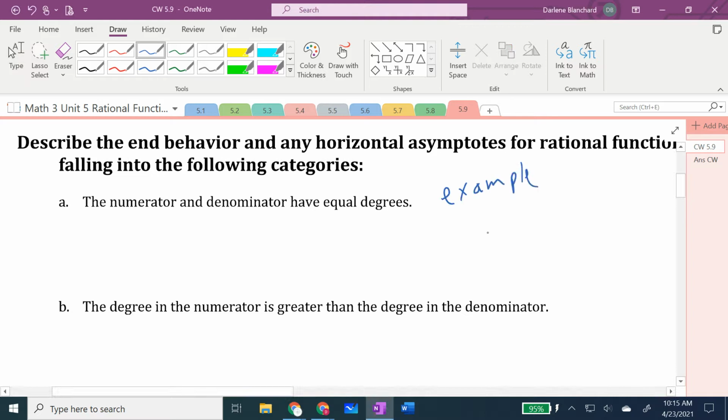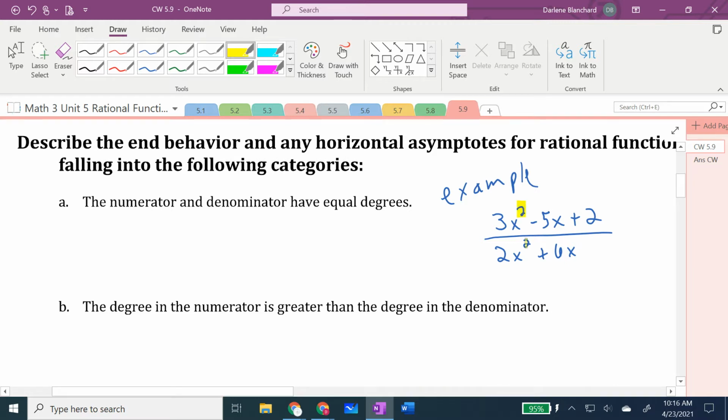let's say you have 3x squared minus 5x plus 2, and then you have 2x squared plus 6x. I'll just leave it there. Let's say this is your rational function.